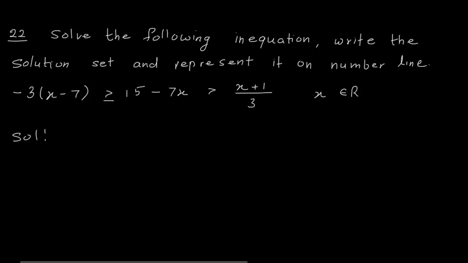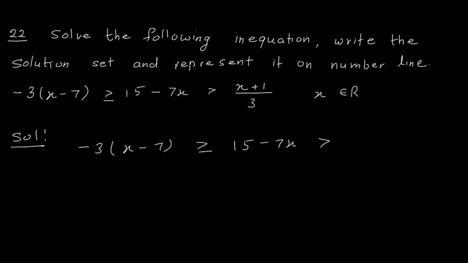Now here the problem is question number 22. Solve the following inequation, write the solution set and represent it on the number line. The problem is minus 3, in bracket we have x minus 7, it is greater than or equal to 15 minus 7x, it is greater than x plus 1 divided by 3.